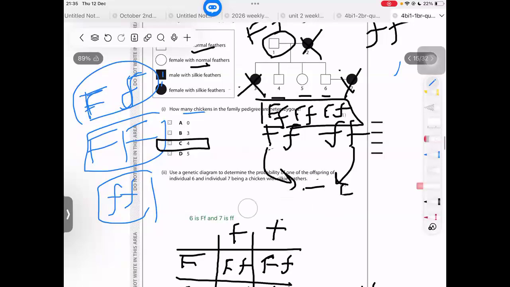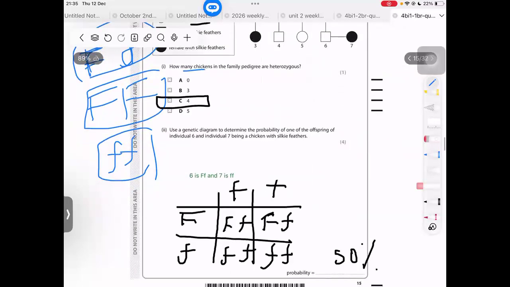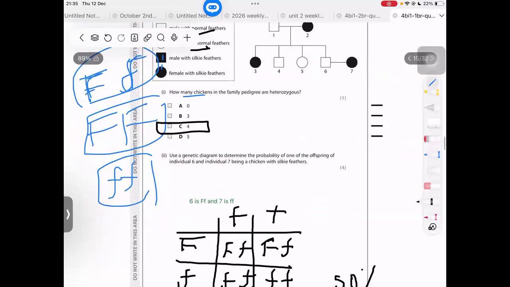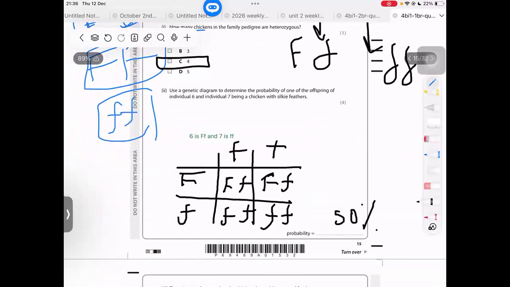Then they are asking, use the genetic diagram to determine the probability of one offspring of individuals 6 and 7 being a chicken with silky feathers. Now 6 is going to marry 7, and they are going to have children. When they are having children, we have to cross their genotypes. The 6th one's genotype is capital F, simple f. The 7th one's genotype is simple f, simple f. So you have to cross them. You can easily do the cross like this.